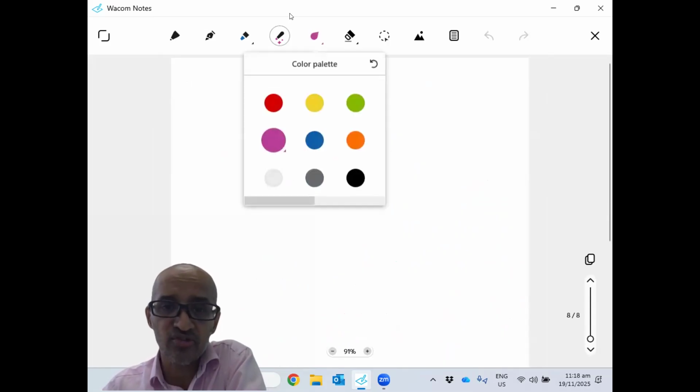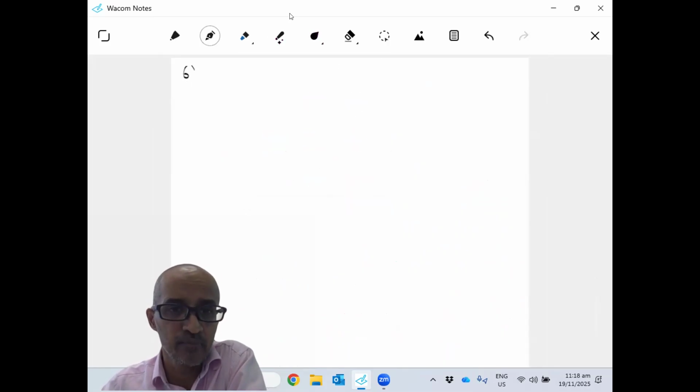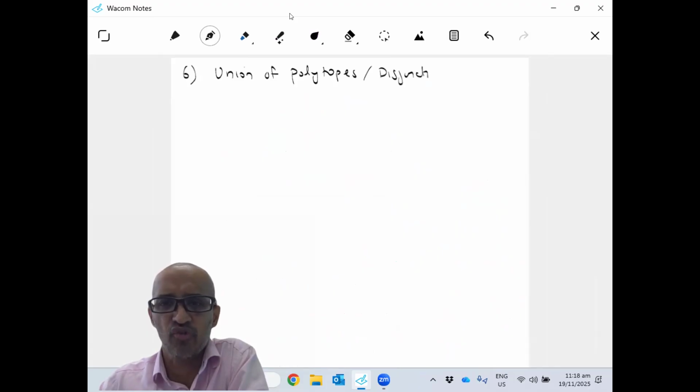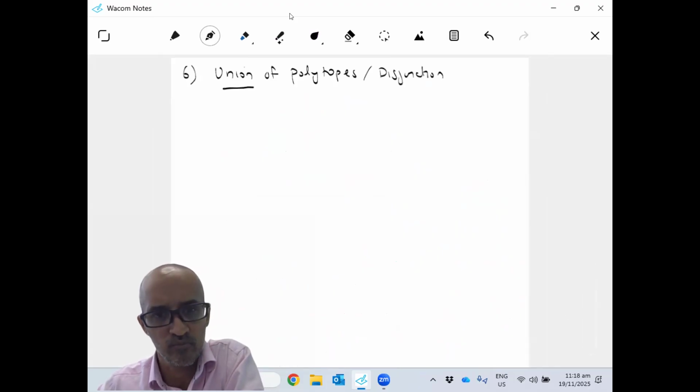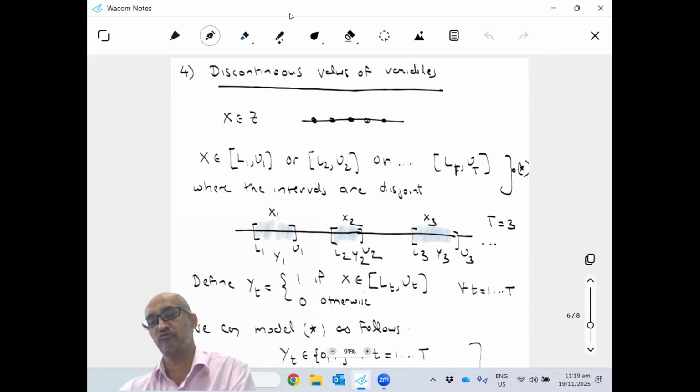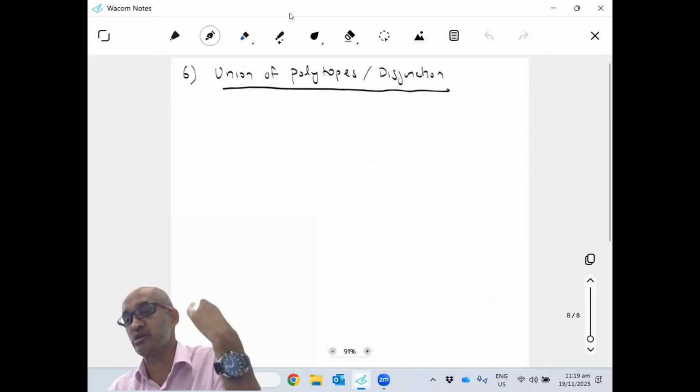So let's continue with this. Okay. So the next example is problems where you're doing union of sets, or actually not sets, let's say union of polytopes, or what are called disjunctions. So we have sort of seen an example of this. Like this is a union, right? In this example, they're disjoint sets, and X should be in either this set or this set. Okay. But now we're going to slightly more generalize this.